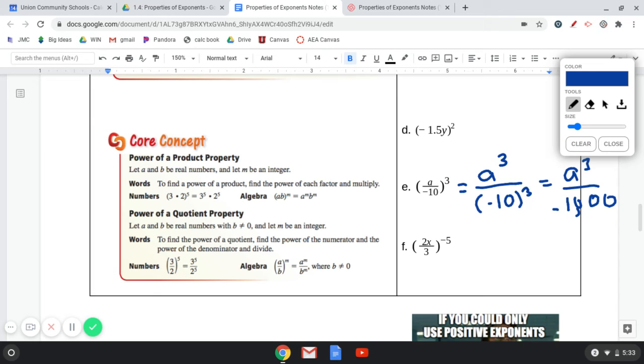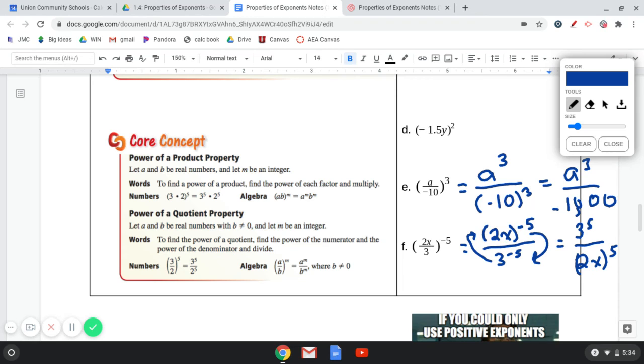All right, and then this F example, 2x over 3 to the negative 5th power. This is like saying 2x to the negative 5th power over 3 to the negative 5th power. Now, these are both to the negative 5th power, so what I'm going to do is put this 3 in the numerator and put this numerator in the denominator to get rid of these negative exponents. This is going to become 3 to the 5th power over 2x to the 5th power.